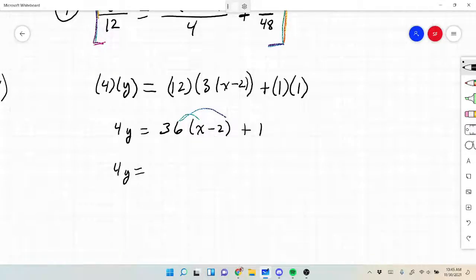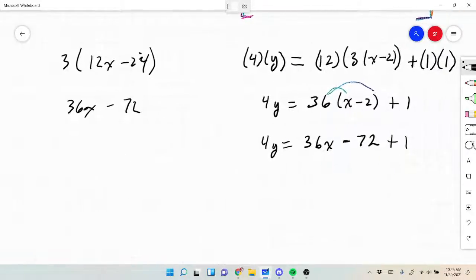Because what's 36 times x? 36x. What's 36 times negative 2? Negative 72. And then we bring down our plus 1. So see, you can do it in that order if you prefer.